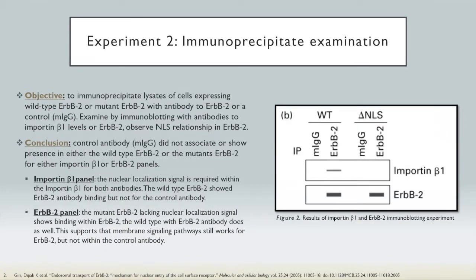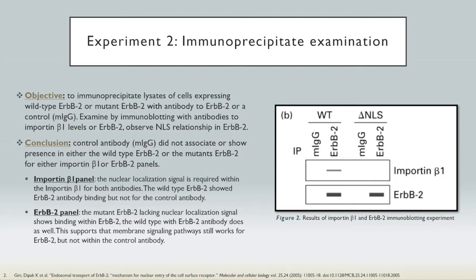So experiment 2 involved immunoprecipitate examination. The objective for this experiment, which is in regards to figure 2, is to immunoprecipitate lysates of cells expressing either wild type ErbB-2 or mutant ErbB-2 lacking nuclear localization signals with antibodies to ErbB-2 or a control antibody. With this, you can examine them by immunoblotting with antibodies to importin B1 levels or to ErbB-2 and see the nuclear translocation relationship within them.